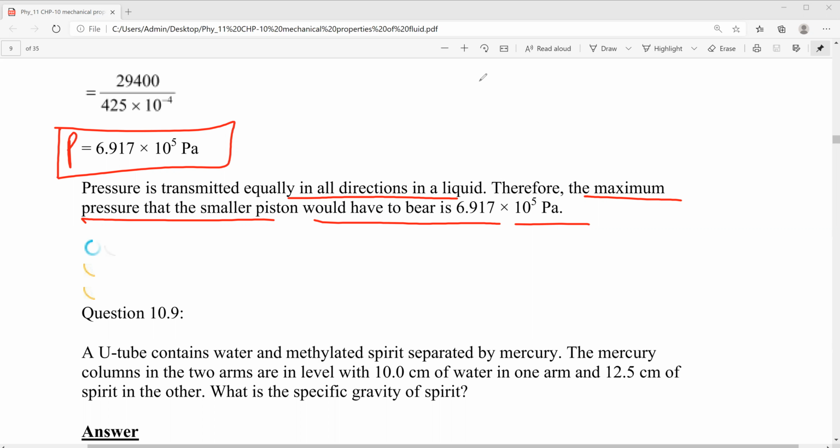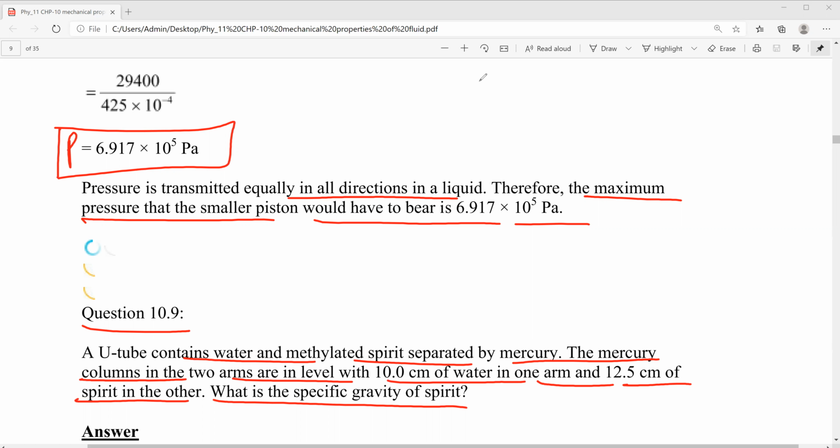Next, we shall move to 10.9. What do they ask in 10.9? A U-tube contains water and methyl spirit separated by mercury. The mercury columns in the two arms are at the same level, with 10 centimeter of water in one arm and 12.5 centimeter of spirit in the other. What is the specific gravity of the spirit? So how to solve that one?